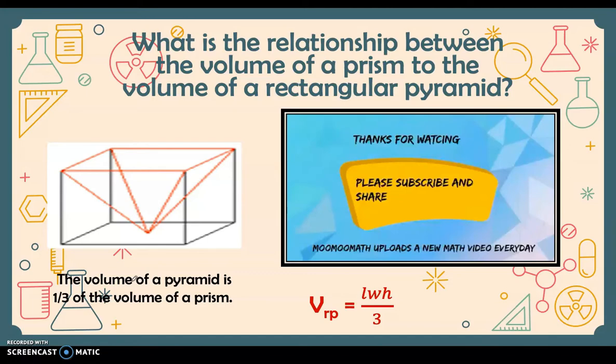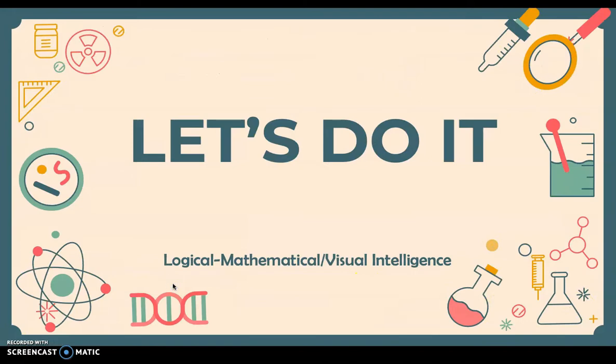And if the base of the pyramid is a square with a different measurement of the height, and its side is S, the volume is S squared times h divided by 3. So if the pyramid is a rectangular pyramid, we can use length times width times height divided by 3. If the pyramid is a square pyramid, we can multiply S squared times height divided by 3. Now let's apply the formula for the volume of a pyramid in our examples.